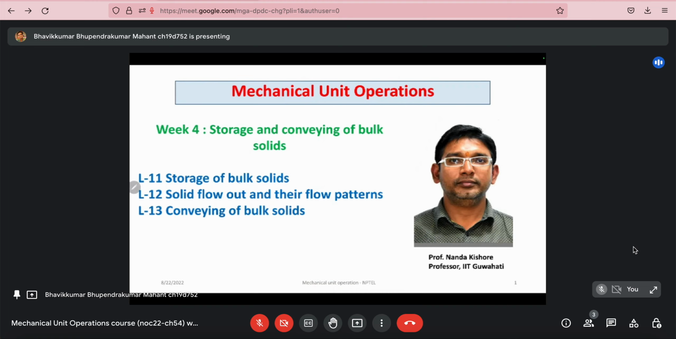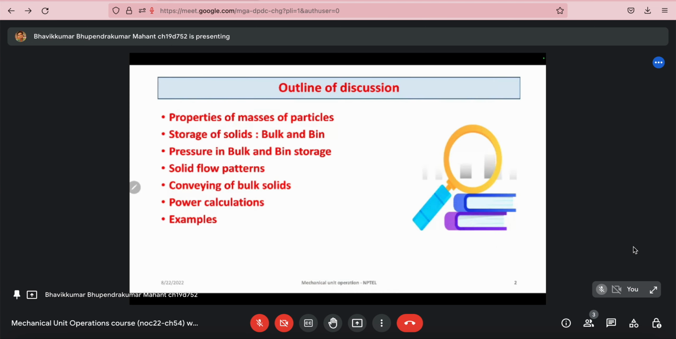We start with the storage of the bulk solids, solid flow out and their flow patterns, and conveying of the bulk solids. I am not covering all the topics covered by the professors. I am only touching the topics from which assignment questions are there. So this is the outline of today's discussion.